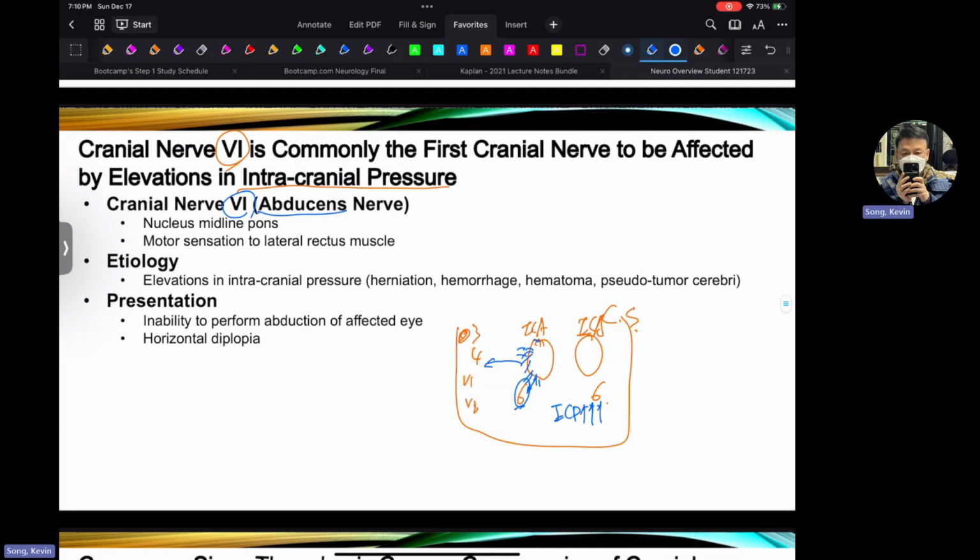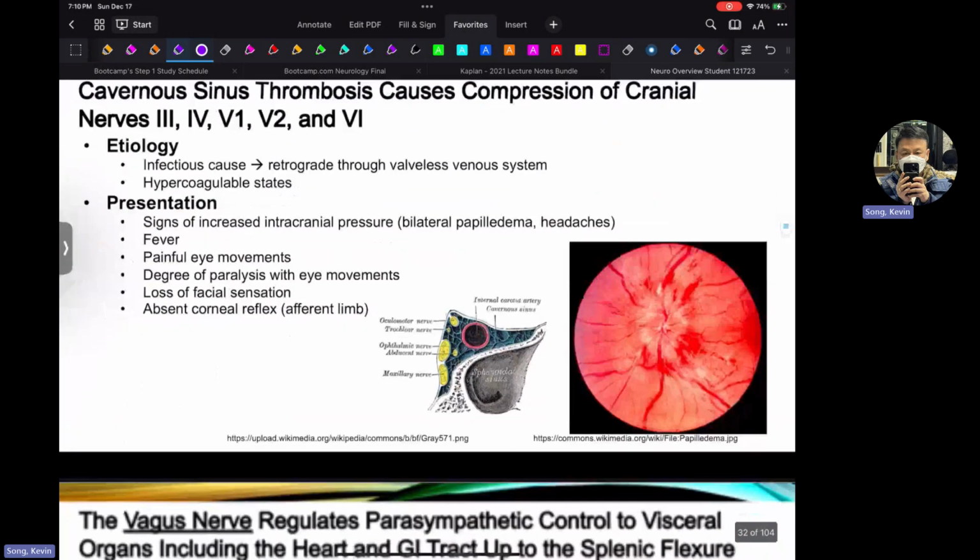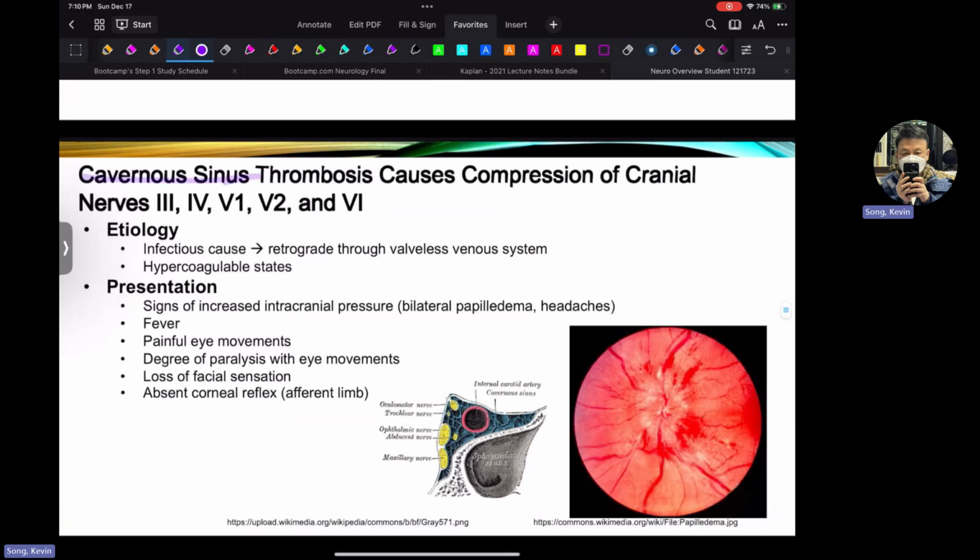cranial 6 is doing the abduction, okay? So then you pronounce it as abducens, abduction, abduct, right? Abducts. You pronounce it as the abduction. So then you will see, yeah, those are due to abduction. Okay. So that's for the cranial 6, and then cavernous sinus. This is your cavernous sinus, right?